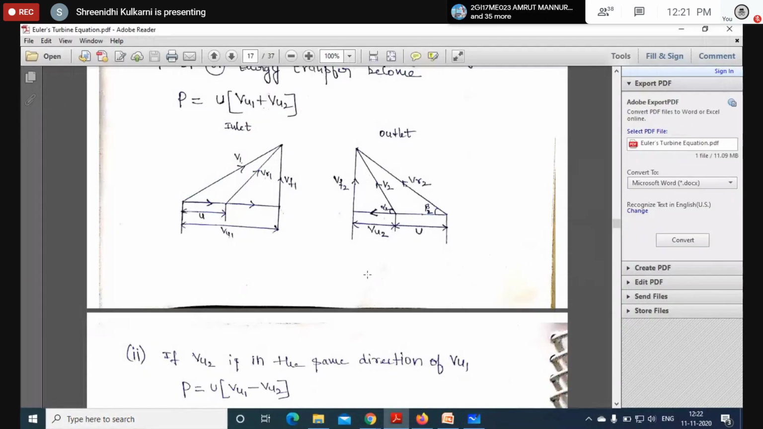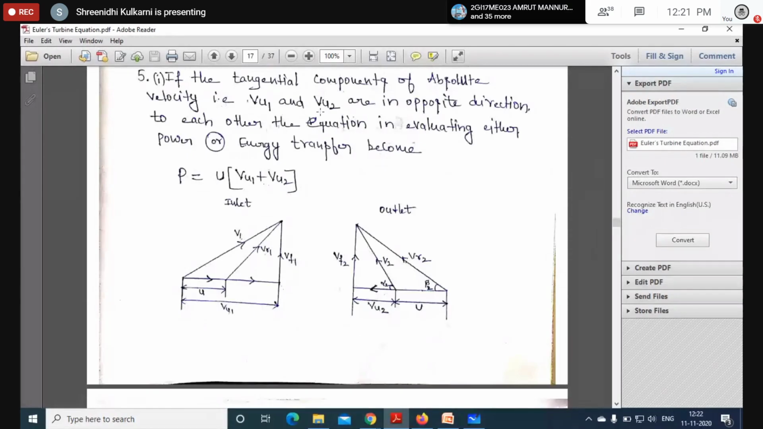So the same I have written here. VU1 and VU2 are in opposite directions to each other. The equation in evaluating either power or energy transfer becomes P equals, or E equals, or W equals VU1 U1 plus VU2 U2.